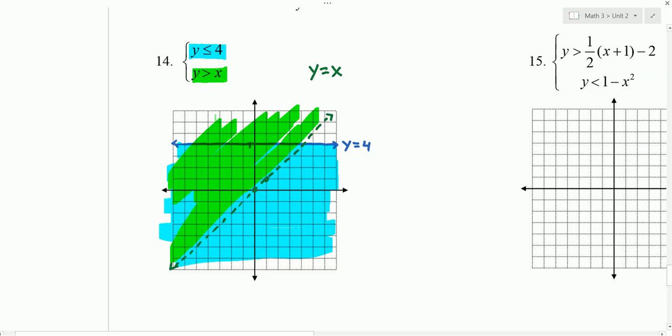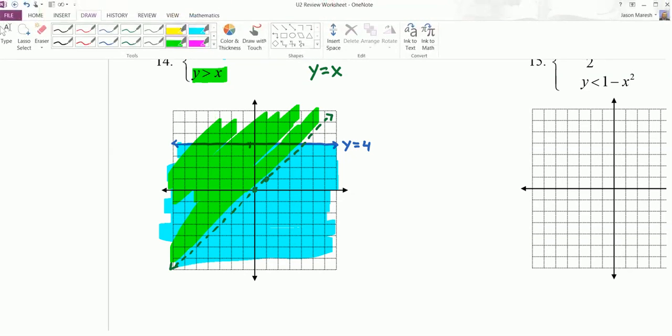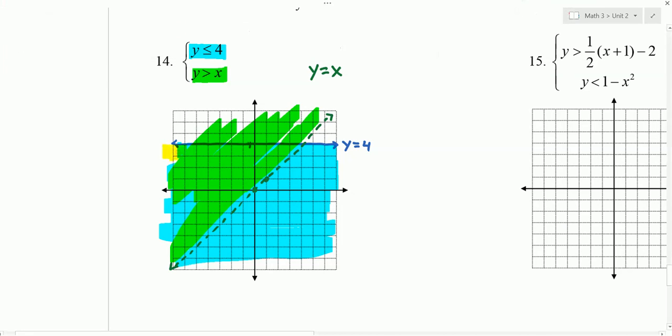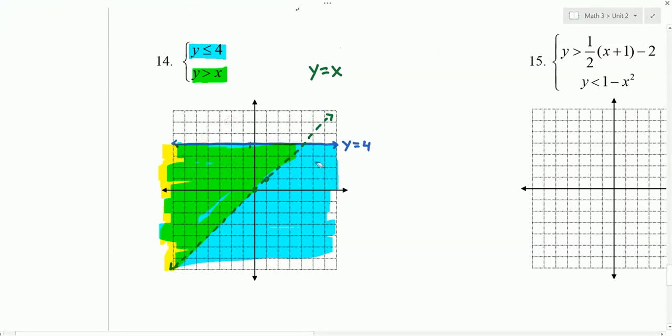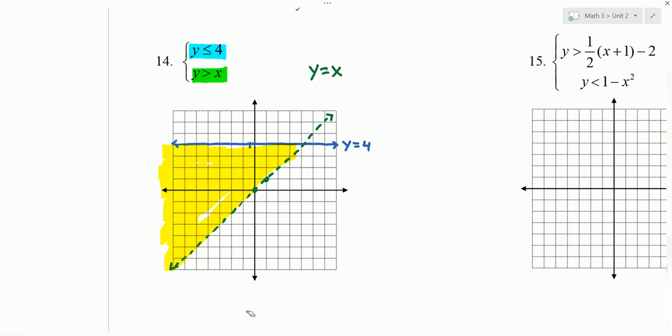The solution to this is where the shadings intersect, where both colors are at the same time. And so I'm going to color that part in. It's hard to see it right now. Yellow, and I'm going to erase the blue and the green so you see what's left. Take that off, take that off. So that's the area where both shadings cross, and that's our solution.